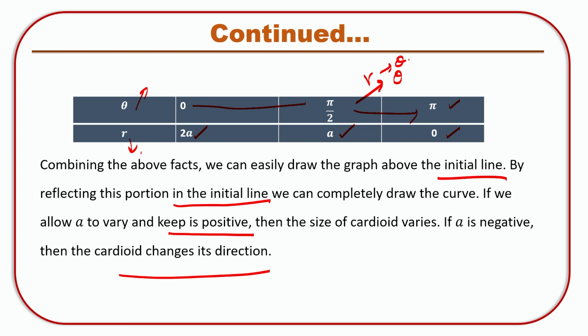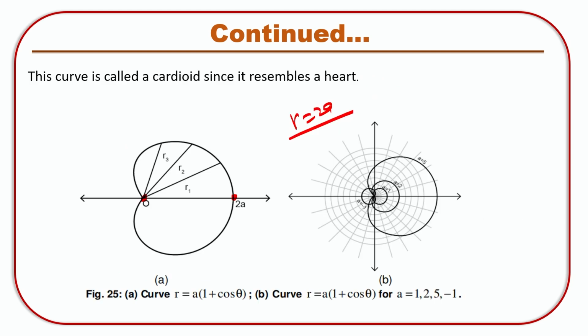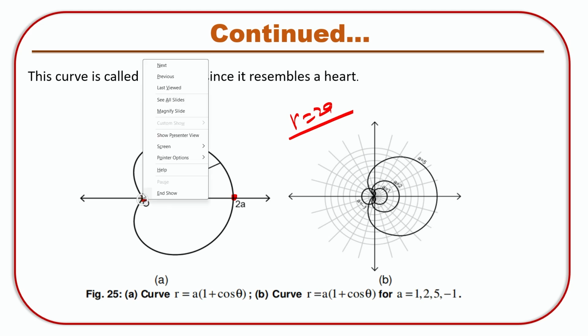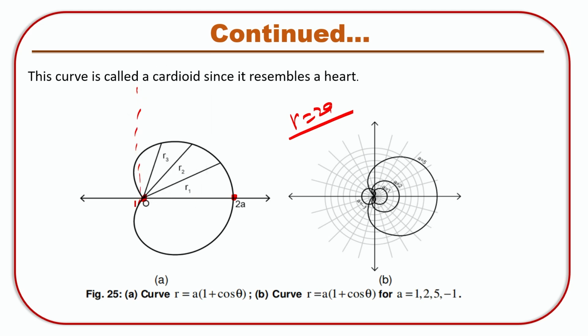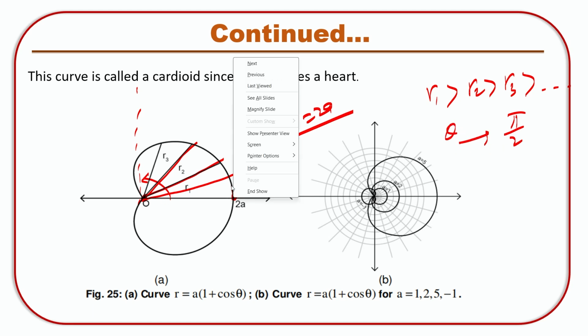As you can see, r decreases in 0 to pi by 2 as theta increases. This is pi by 2 here. With theta increasing, r decreases. So r1 is the maximum value, then r2 is smaller, r1 is greater than r2, which is greater than r3, and so on, till theta becomes pi by 2. So this is the maximum value and it is going to decrease.